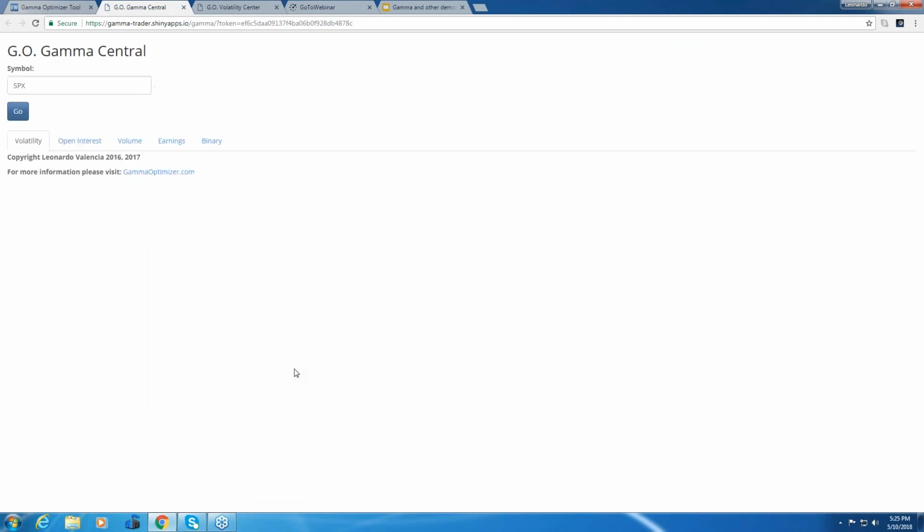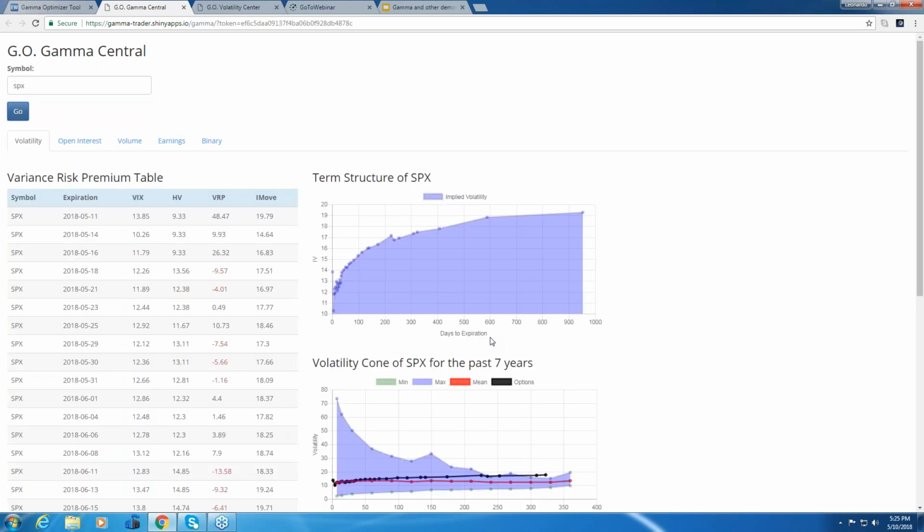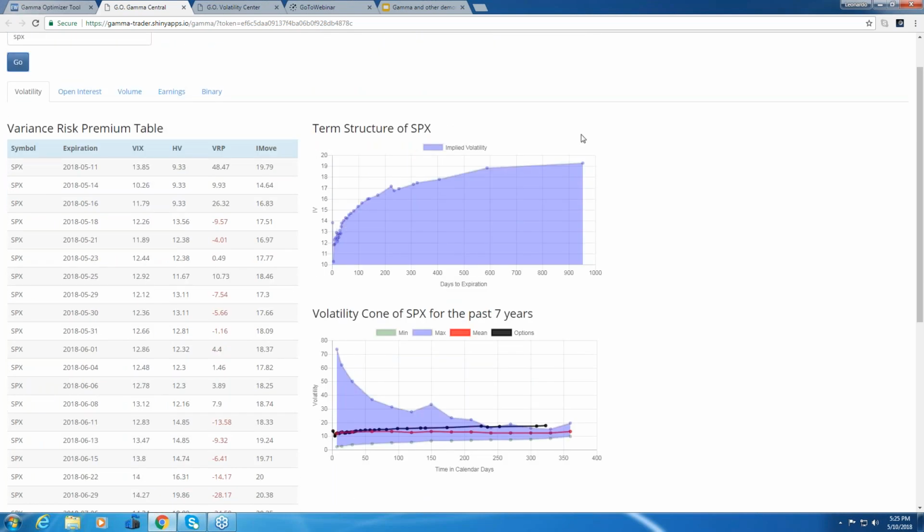The Gamma Central allows you to see lots of information about different stocks. For instance, let's look at SPX. I like SPX. It has too much information for me to demo here. I would spend another hour, but it gives you a good view of what is going on in the volatility world for any underlying you can think of, American equity or index. It shows you term structure. It shows you the volatility cone for the past 7 years. It shows you the variance risk premium table.